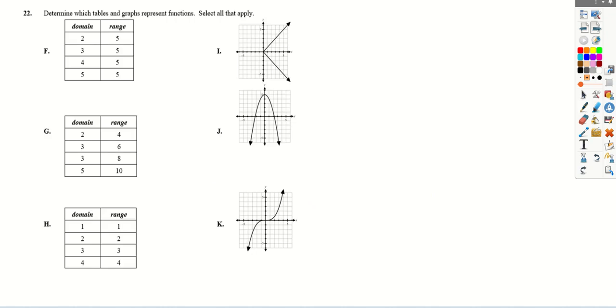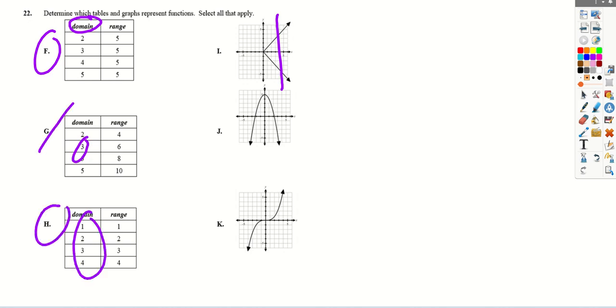So a function is no repeats in the domain, or if I draw a straight line, it only crosses once. Since I have no repeats, F is good. Repeat in 3, that's bad. No repeats, that's good. Crosses twice, that's bad. Only crosses once, that's good. Only crosses once, that's good.